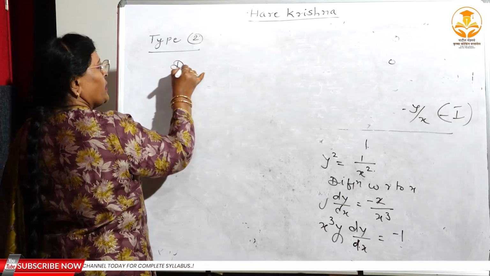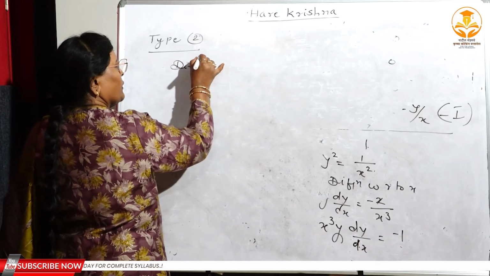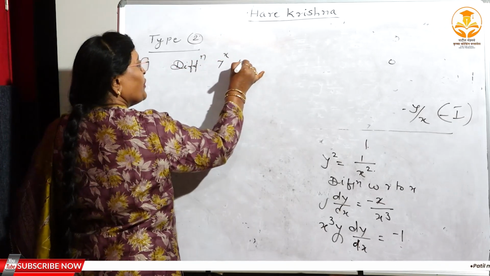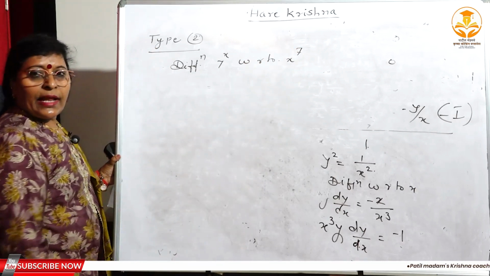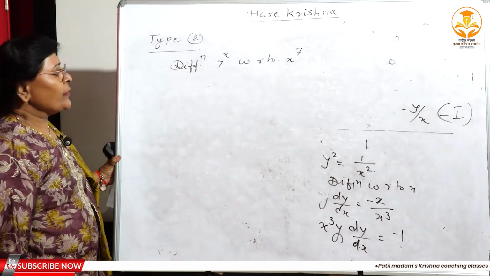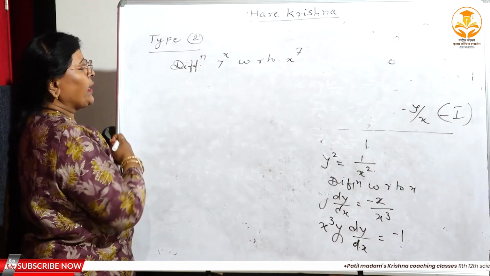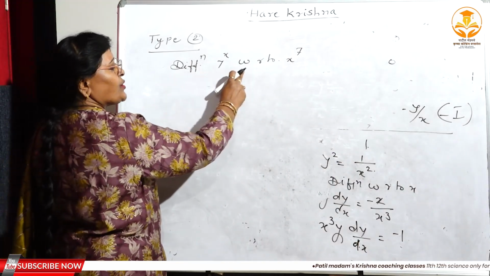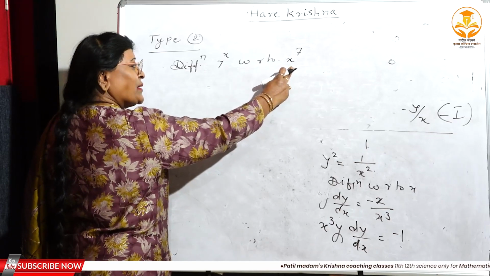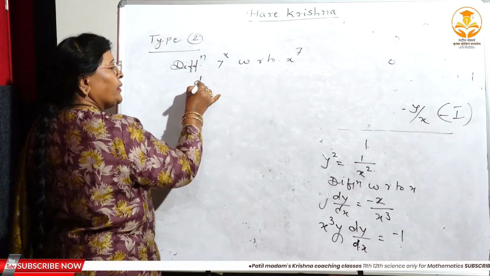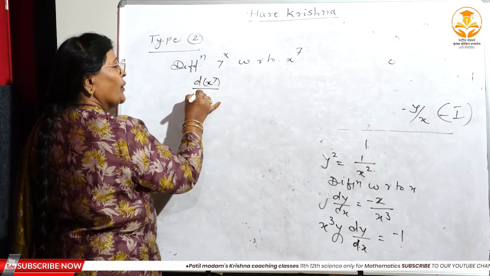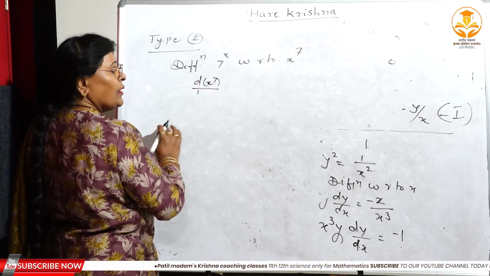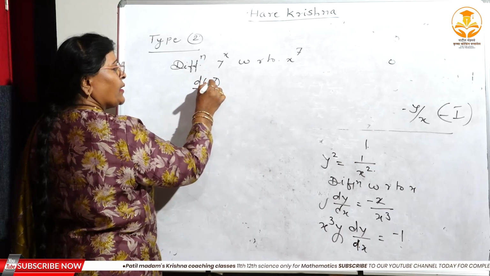Now the question is like this: differentiate 7 raised to x with respect to x raised to 7. If the question is like this, it is also a parametric term, but the type is the second type, isn't it? Differentiate 7 raised to x with respect to x raised to 7. Can you do this right?